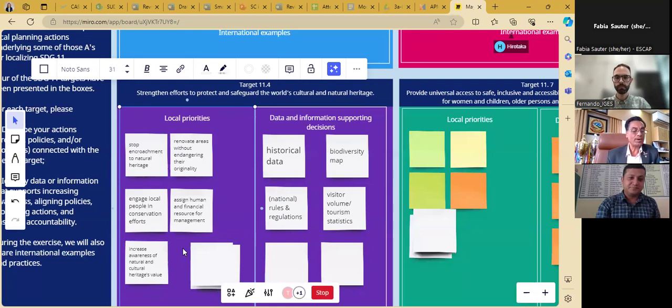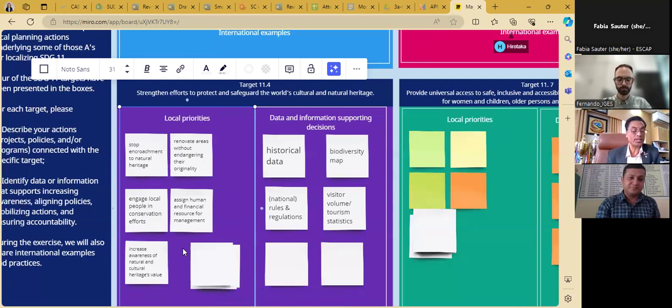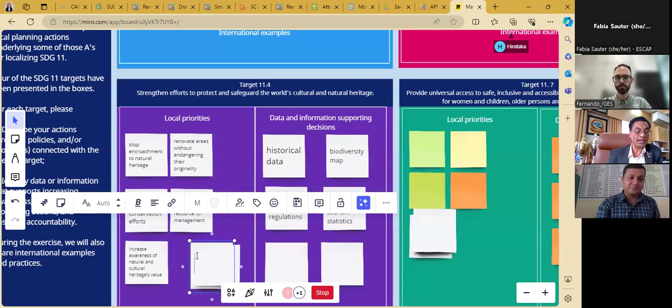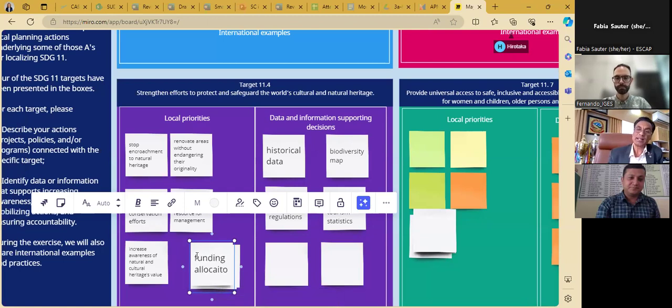We follow and support international conventions such as UNESCO, the World Heritage Convention and the Convention on Biological Diversity, which are also being implemented. We allocate adequate funding for the conservation and management of heritage sites through government budgets, grants, and international aid also coming to our municipality.